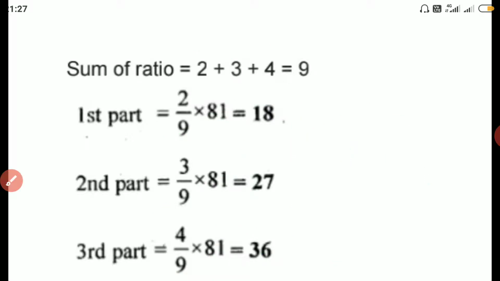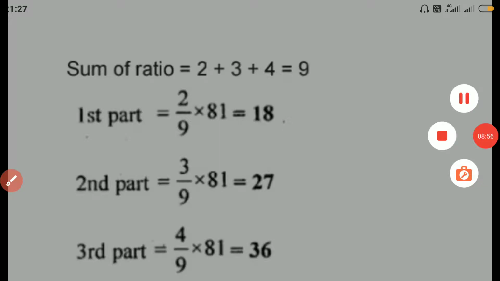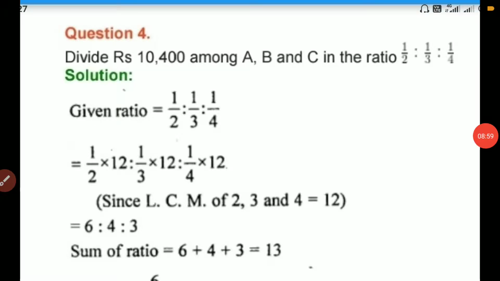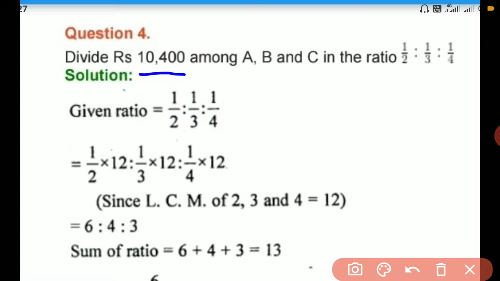The next number is number 4. Divide 10,400 among A, B and C, like the previous sum number 1, Hari and Gopi. Here we have A, B and C in the ratio 1 upon 2 is to 1 upon 3 is to 1 upon 4. Our first step is to convert the given ratio into the simplest form.